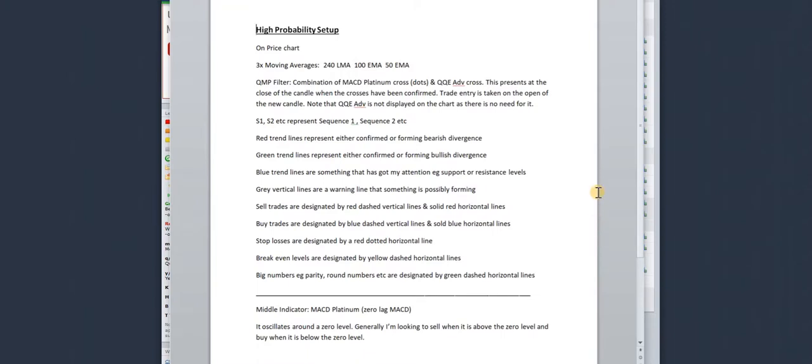I put plenty of notes on each chart, so it's pretty easy to follow along. And if you read this, you'll have an idea what it all means. I'll bring this up at the end if I remember, but you can pause the video and just read that. All right, let's have a look.